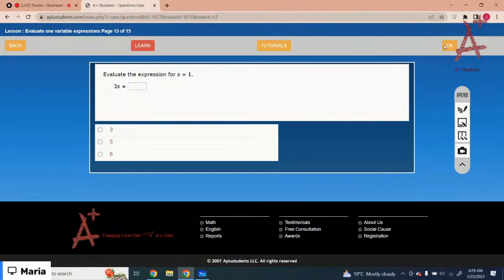Okay, evaluate the expression for s equals 1. So 3 times 1 is, yes, very good. It would be 3. So the correct option is 3.